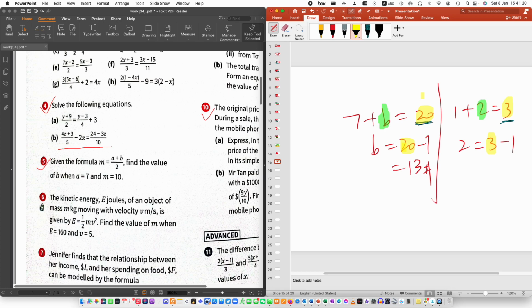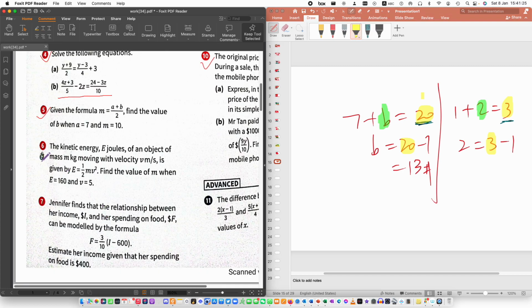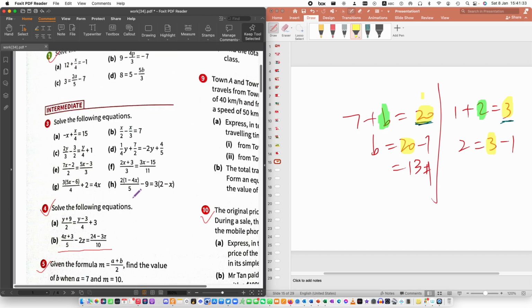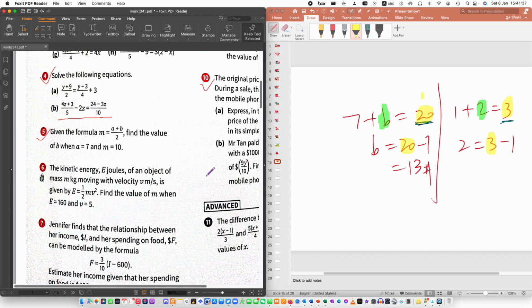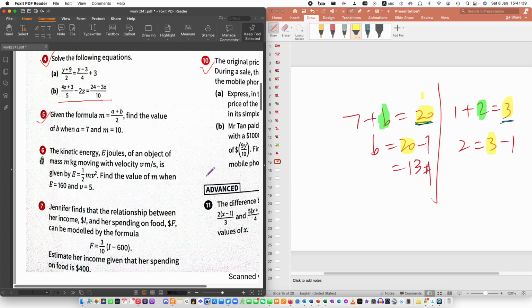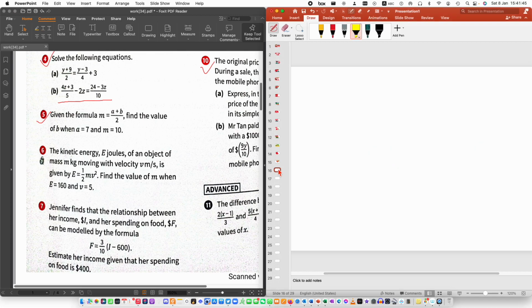Okay. Good. Is 6 included, or should we go to 8? No, just 8. Okay, 8. Good. Never mind, we can talk about 6. 6 is also very simple. By the way, 5, 6, 7, I think are all about putting in the numbers.